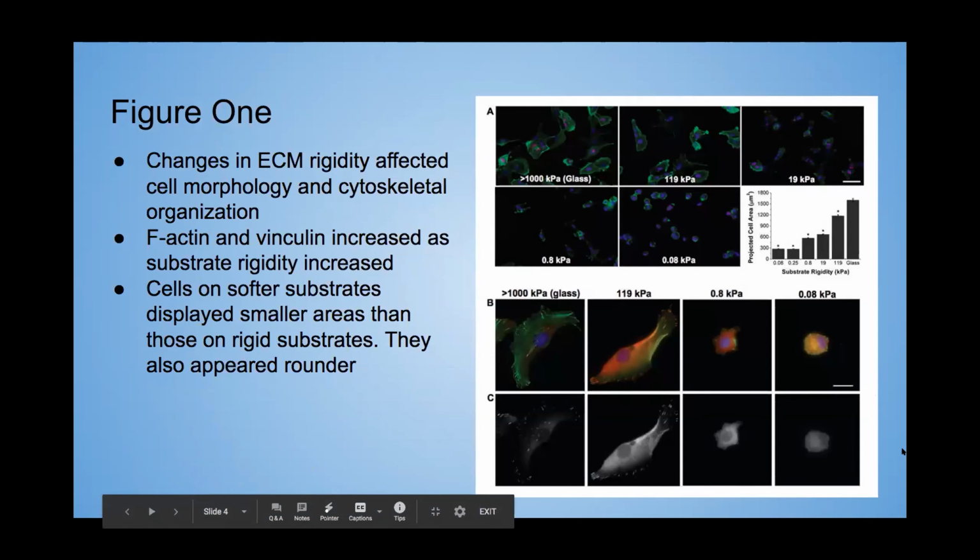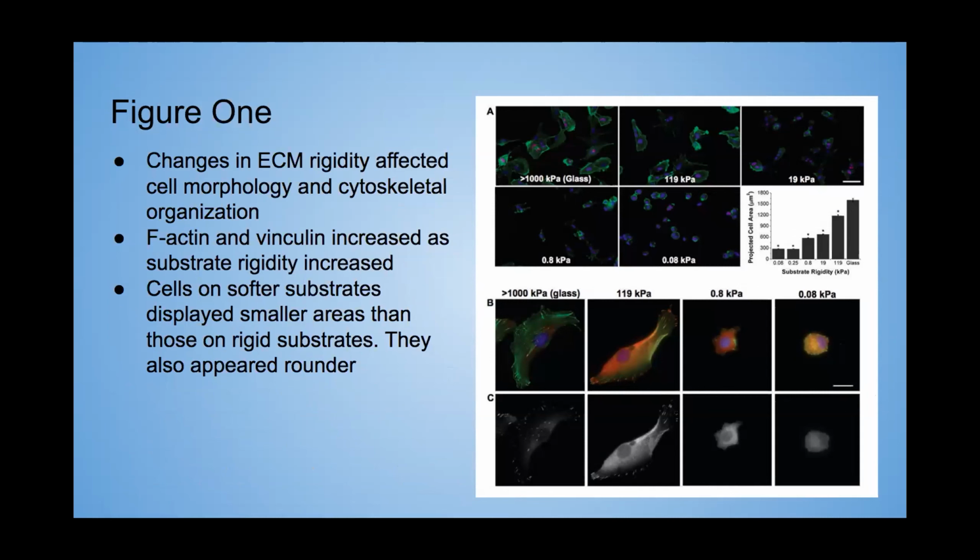So for the first figure, they wanted to see how glial cells would change when grown on different ECM rigidities. They found that changes in ECM rigidity do change cell morphology and cytoskeletal organization. For A, they stained F-actin green and saw that F-actin increased as rigidity increased. They also saw that on softer substrates, so again that 0.08 or 0.8, cells had smaller spreading areas and tended to be a little more round, which you can also see in B and C towards the right.